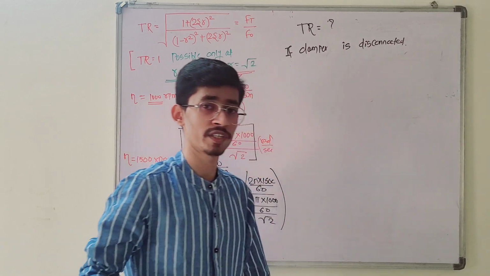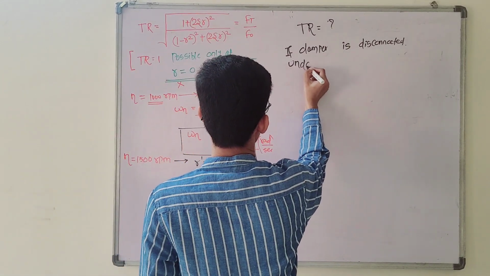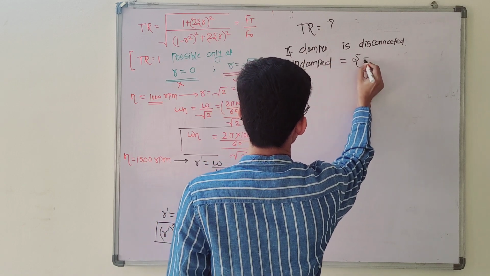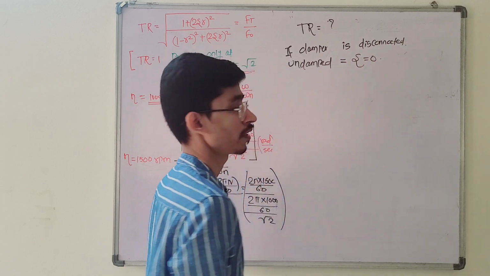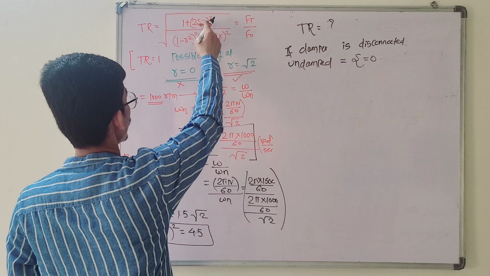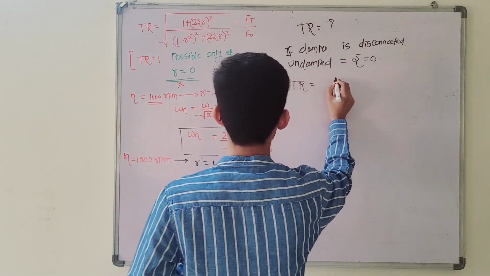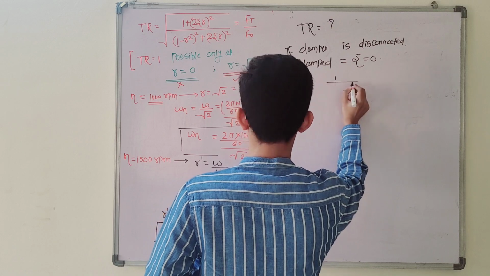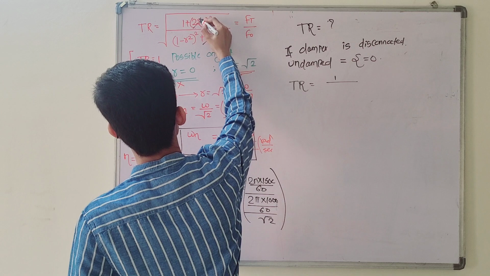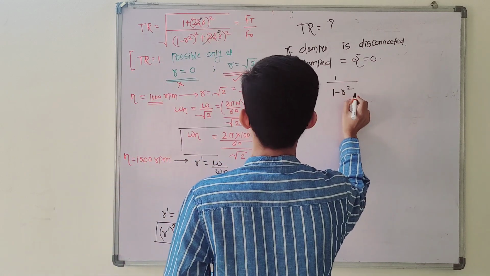If the damper is removed, this is nothing but the undamped case. Undamped means our zeta value is equal to 0. If you put zeta equal to 0 over here, what will we get? Transmissibility is equal to 1 upon 1 minus r square.